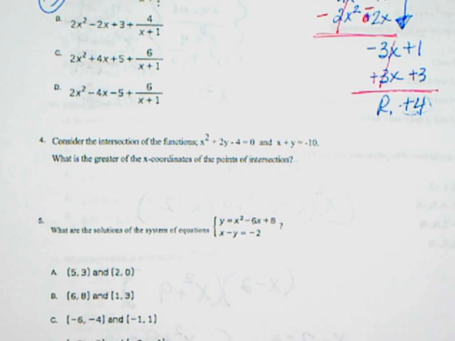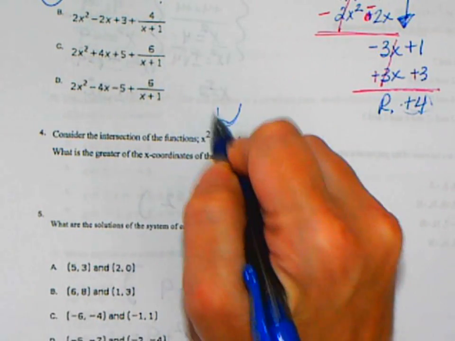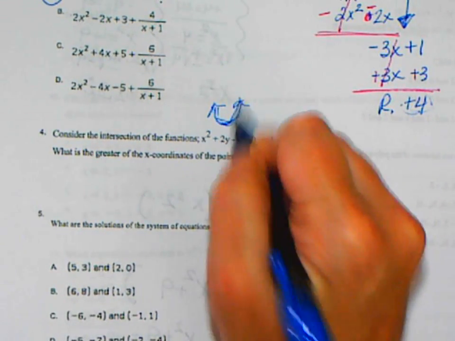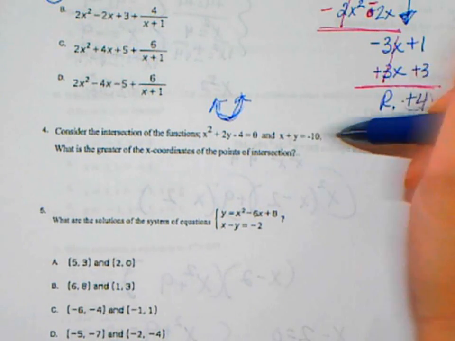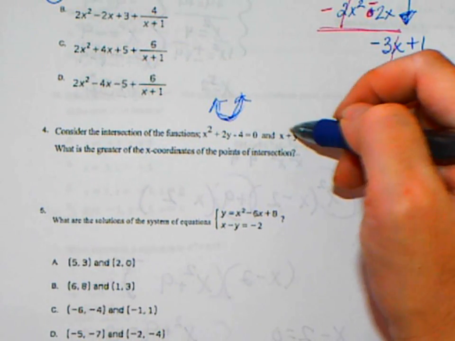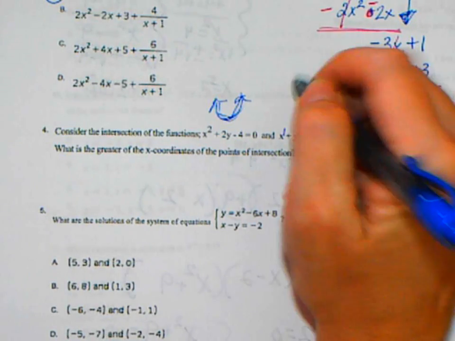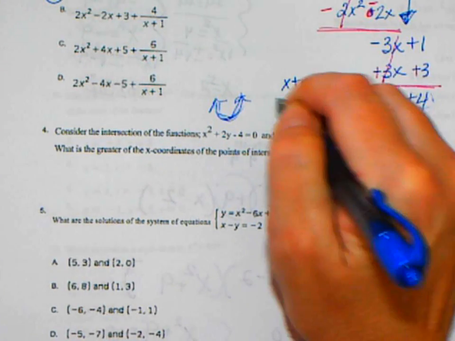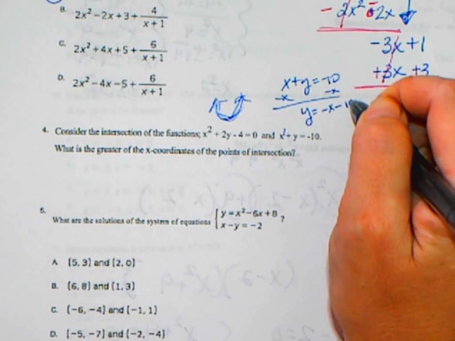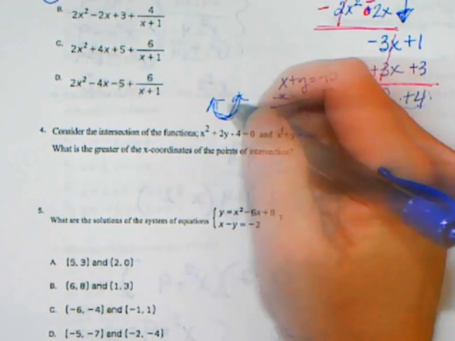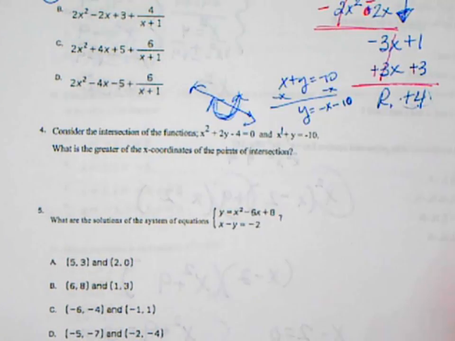Consider the intersection of the functions. x squared plus 2y minus 4 equals 0. That's a parabola, right? Its highest degree is 2. So we know it's a parabola. Terrible looking parabola. It opens up because a is positive. And x plus y equals negative 10. That is a line. x's highest exponent is a 1. If we put that in slope-intercept form, it would be y equals negative x minus 10. Your y-intercept would be negative 10. Your slope would be negative 1, right? So I don't know. We would have to graph them to see exactly, but they're going to intersect in possibly two places.